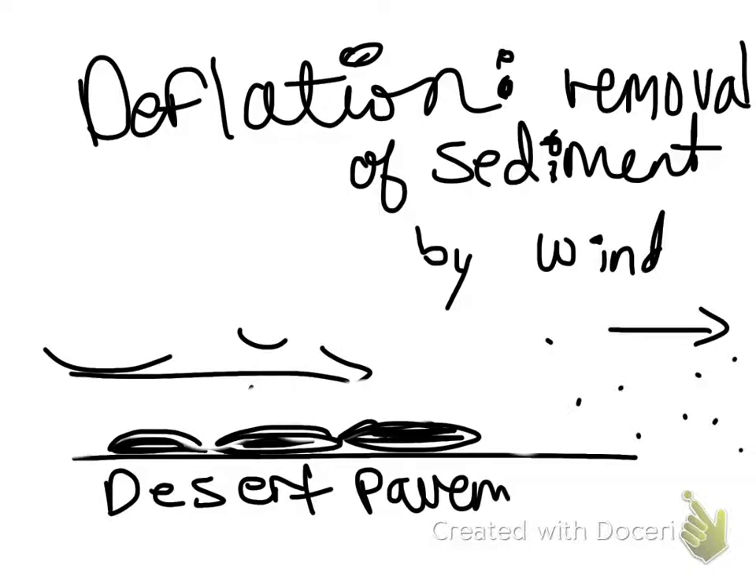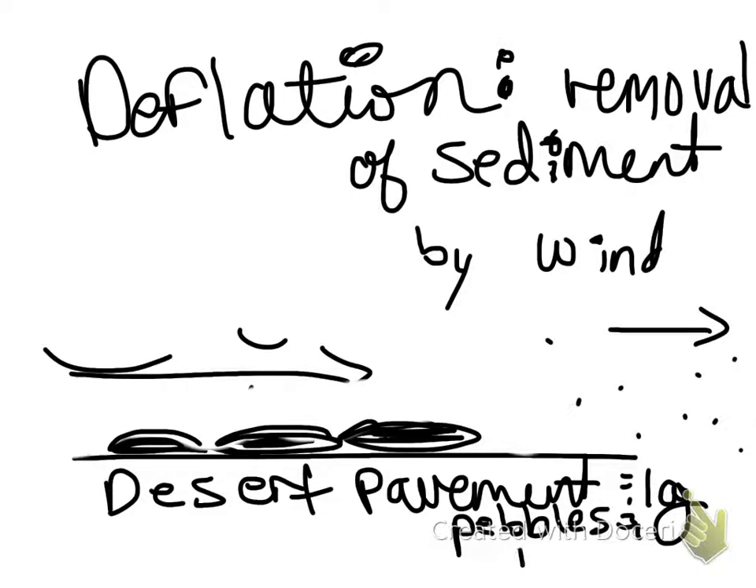So when all your small, really fine sediment is gone, you're left with desert pavement. It's the larger pebbles and rocks, rock fragments, without your fine layer of dust or sand particles.